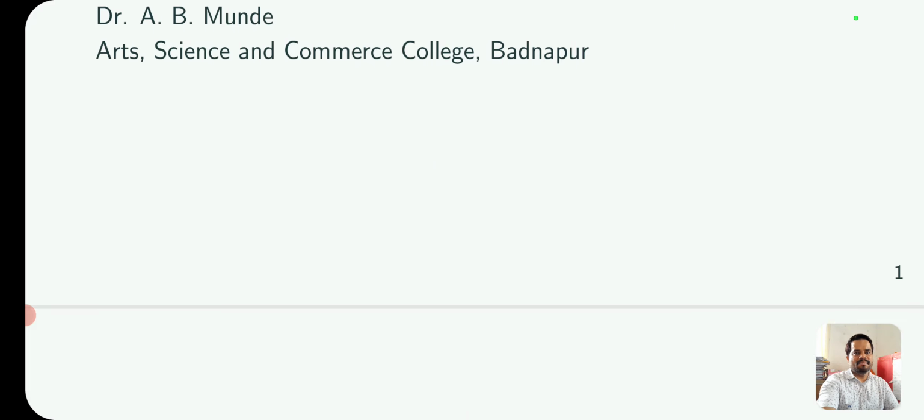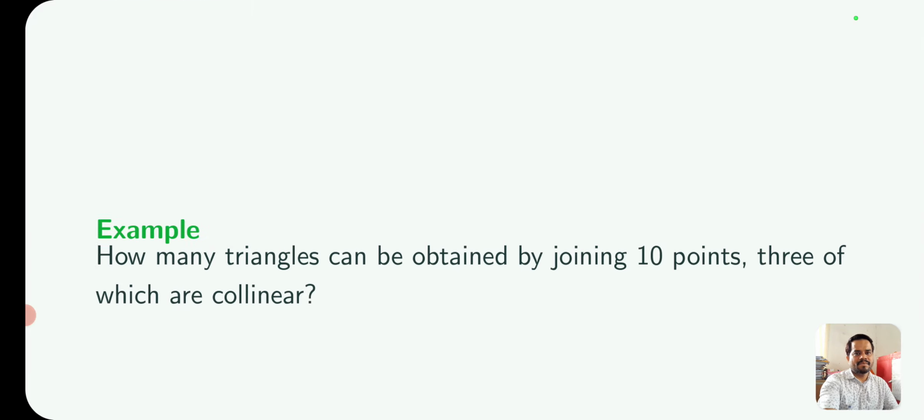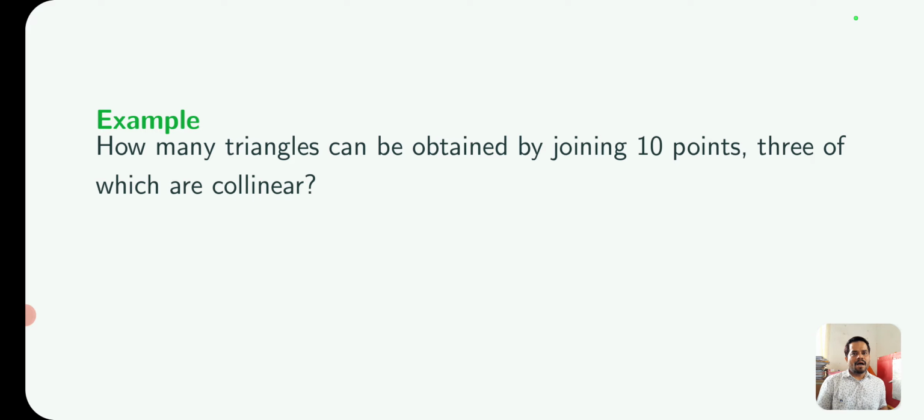So see here the first example. How many triangles can be obtained by joining 10 points, 3 of which are collinear? This example is similar to the one we discussed in the last lecture on a plane, where there are 10 points and 5 points are collinear, and we asked how many ways you can form lines joining these 10 points.